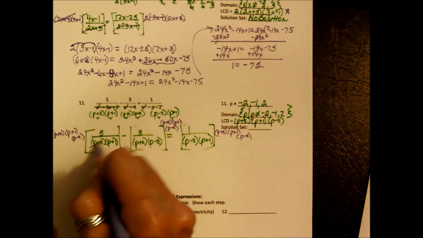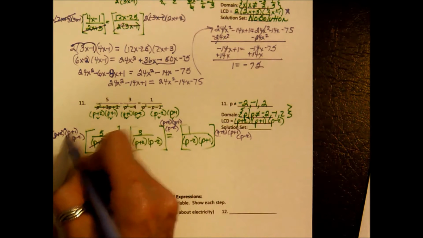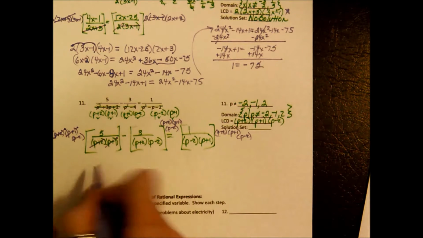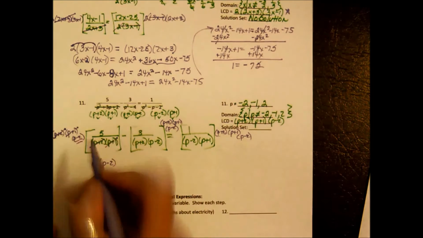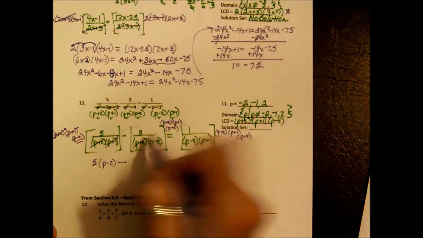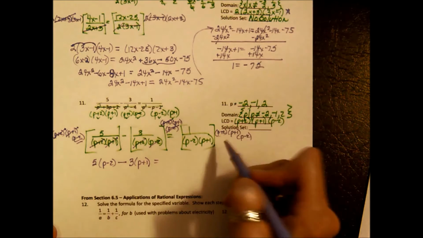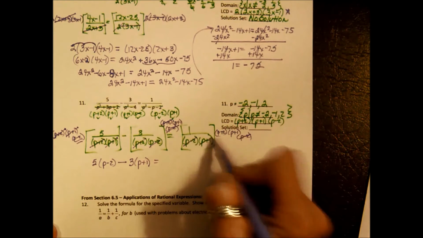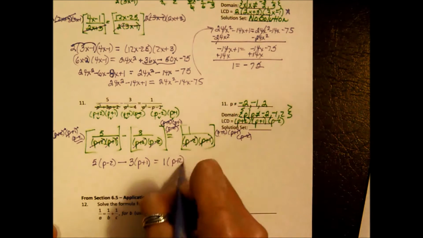So here we go. P plus 2 cross cancels that. P plus 1 cross cancels that. What's left is a 5 times a p minus 2. Minus, here, p plus 2, p minus 2. I have a 3 times a p plus 1. Here, cross cancel, and I have a 1 times a p plus 2.